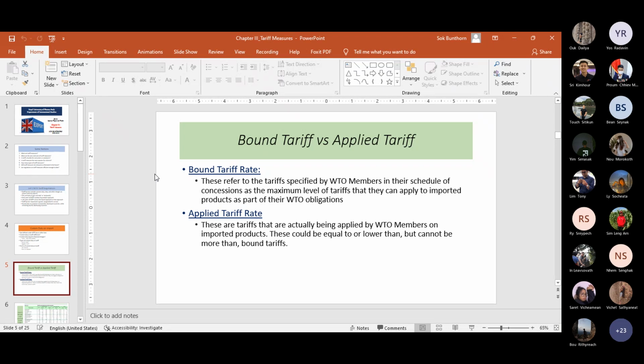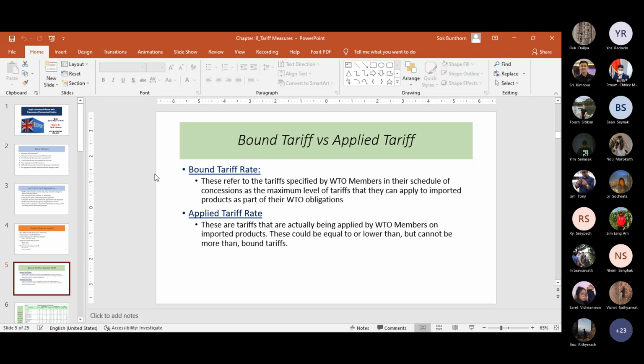The maximum level of tariff on certain goods, product by product, will be listed in the schedule of concession submitted to the WTO as their commitment. Then they can apply it to imported products as part of their WTO obligation. Again, the bound tariff rate refers to the maximum level that the member is willing to impose, as committed under their schedule of concession.